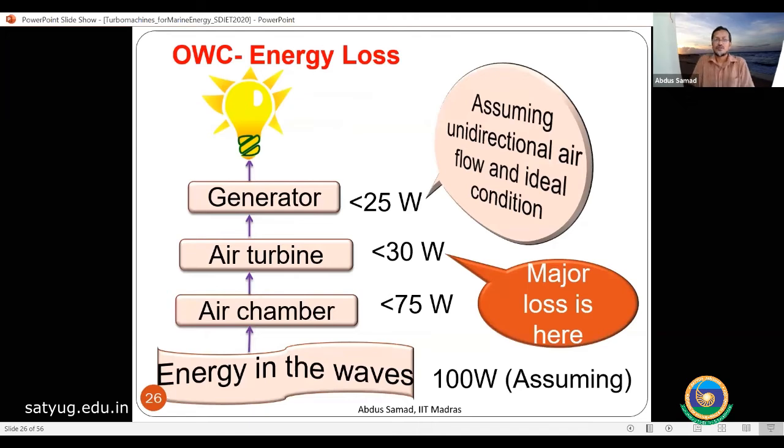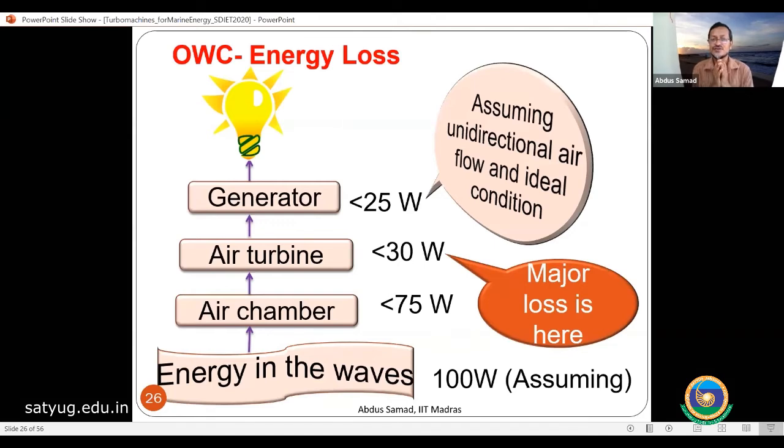So OWC, oscillating water column, and turbine. But why has IIT Madras been doing this turbine research for 30-40 years? What is the significance? The whole world is working on many aspects or many areas of turbine and OWC design. But what is the problem? If you see this picture, you will understand something.